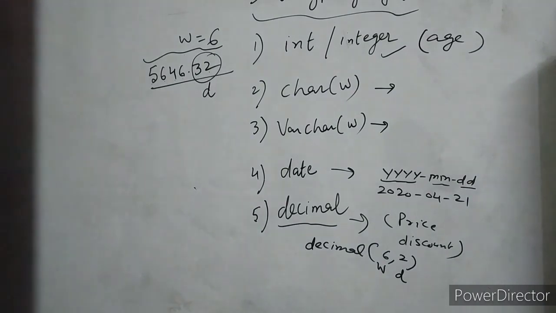Clear? It means left part of the decimal will be of 4 digits and right part of the decimal will be of 2 digits. Decimal points are included in the width. Clear? Total width is 6 and 2 I am using for decimal points. If I write 6,3, it means 3 decimal points I am using. Clear? Left part will be of 3 and right part will also be of 3. Okay.